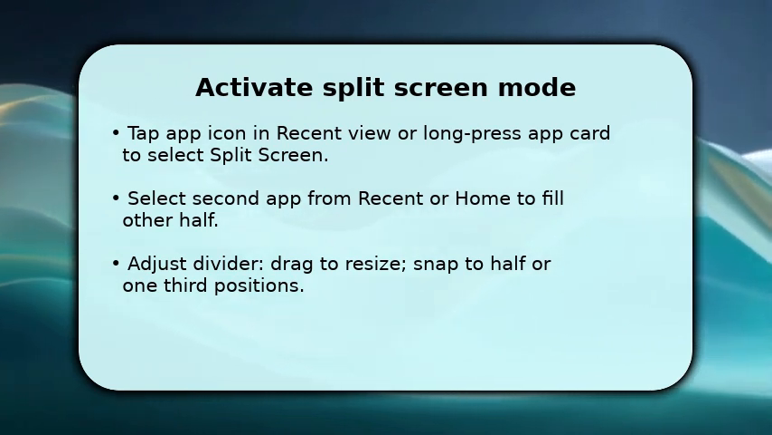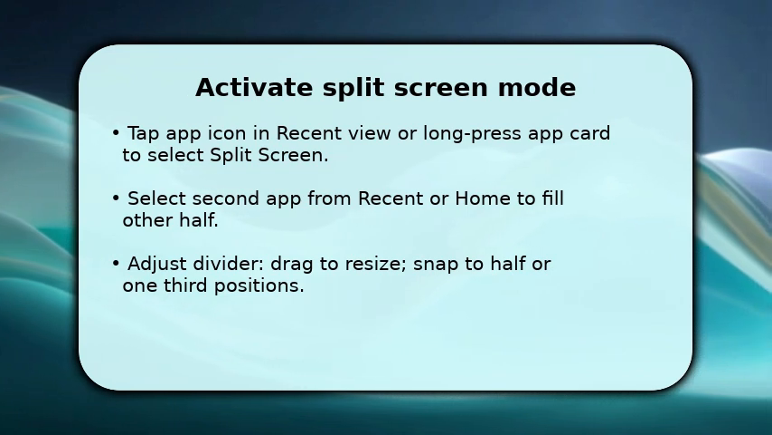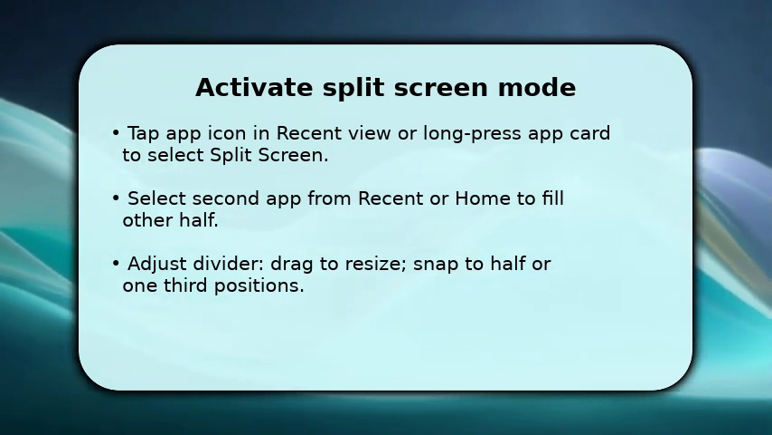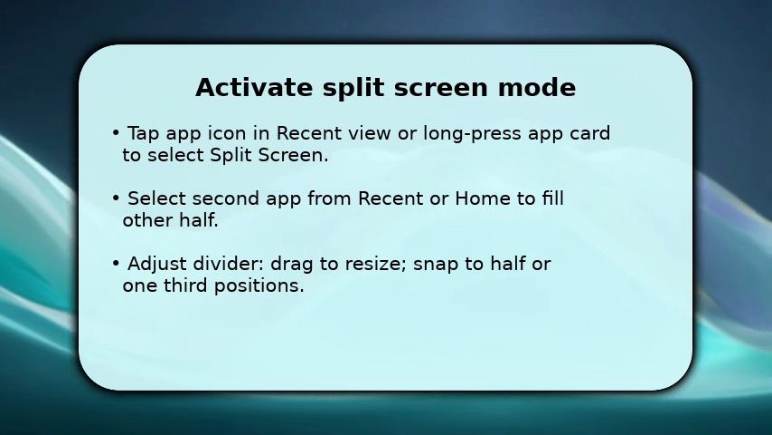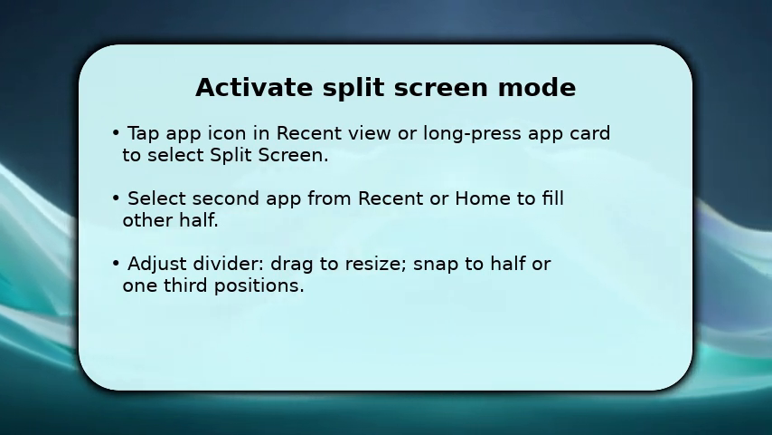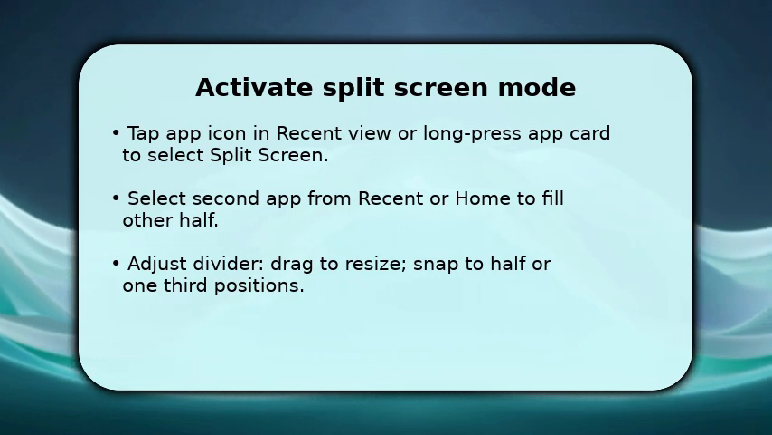Then pick the second app from Recent or Home, and it will occupy the other pane. You can drag the divider to resize or snap it into a 1/2 or 1/3 layout, and you'll see why resizing matters. Different tasks need different space to be effective.